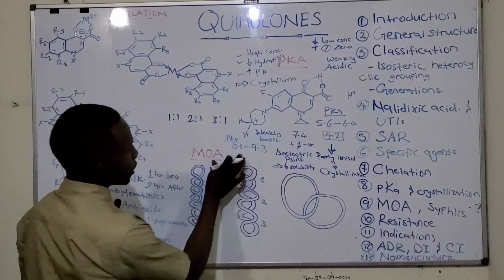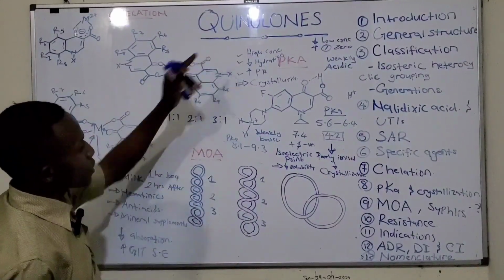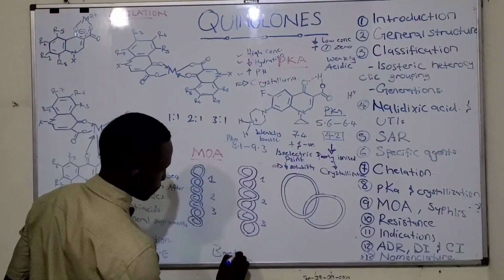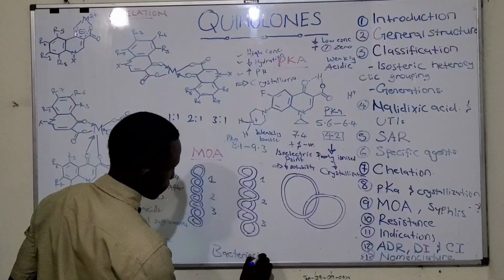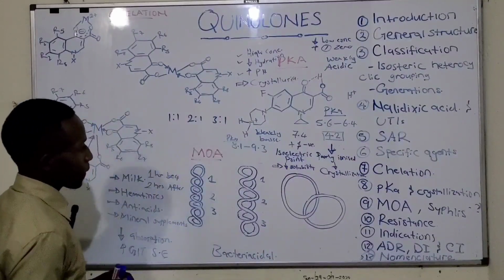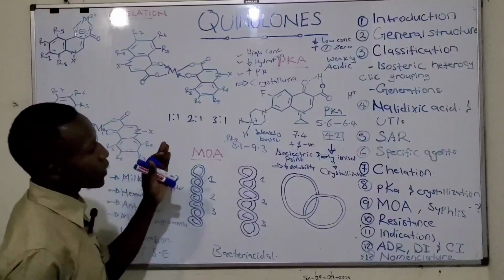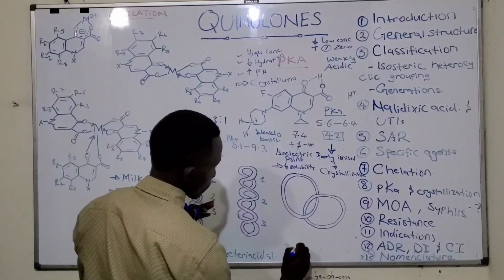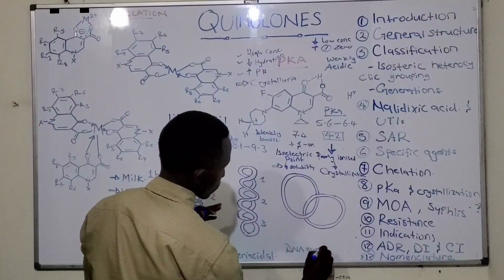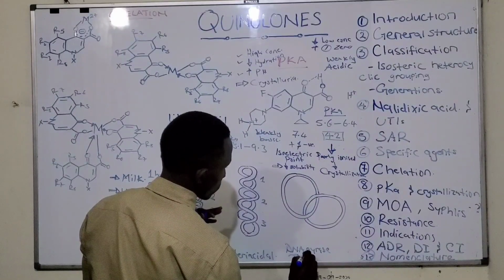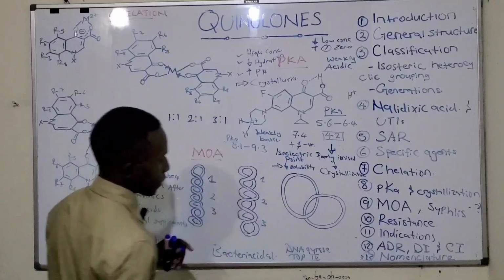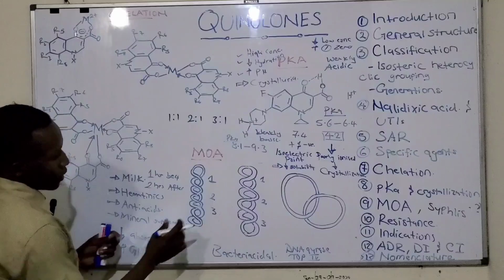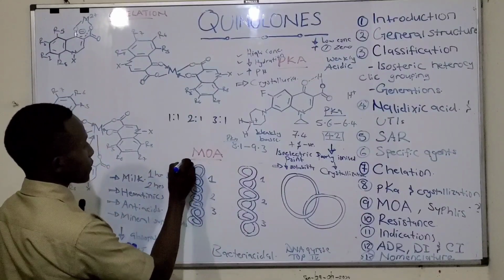When it comes to the mechanism of action, these quinolones are bactericidal. As we are going to see, they inhibit the activity of DNA gyrase and topoisomerase 4. We are going to use these diagrams as our demonstrations. This is the saturated DNA.